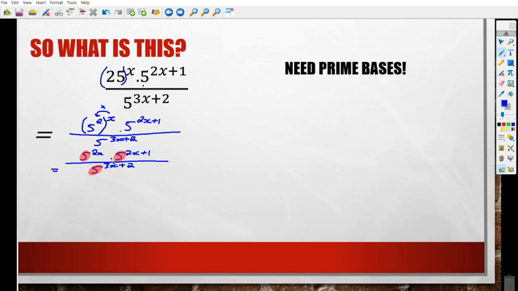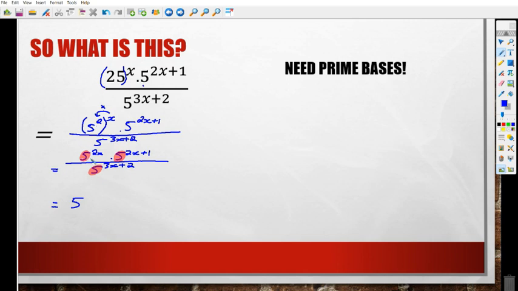But also, I've got a same base that's being divided. I'm dividing by a same base of 5. And what do I do when I divide same bases again? I minus. So what we're going to do first, we're going to keep the base of 5. We're going to keep it.